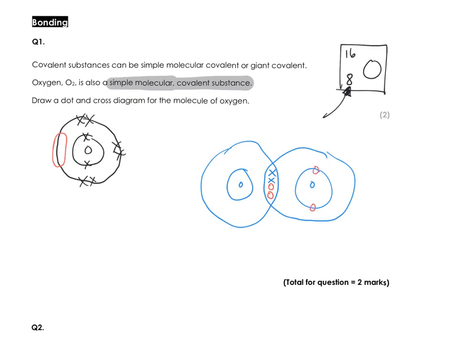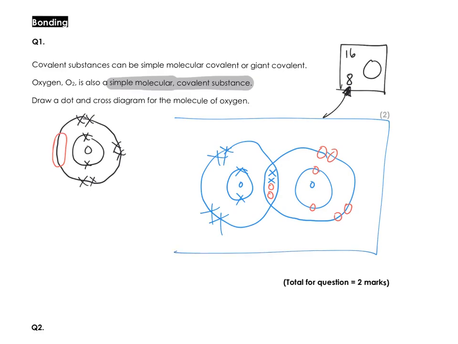So let's just fill in the inner electrons. And then let's count up how many electrons are in the bond. So we've got 1, 2, 3, 4 electrons in the bond. So therefore, to fill it to 8 in the outer shell, we need an extra 4 electrons. So we have 4 more electrons there, and then we also need 4 more electrons here. So that would be the dot and cross diagram of a molecule of oxygen.